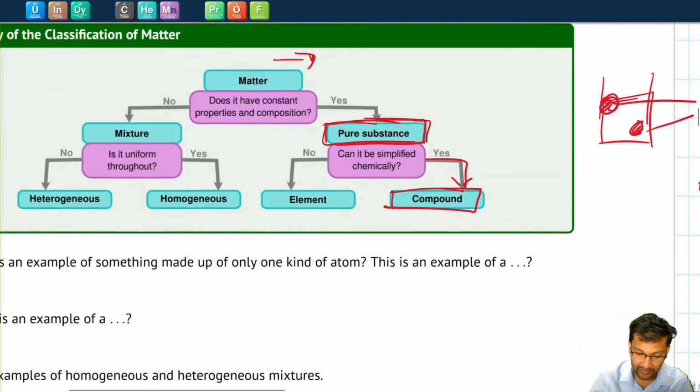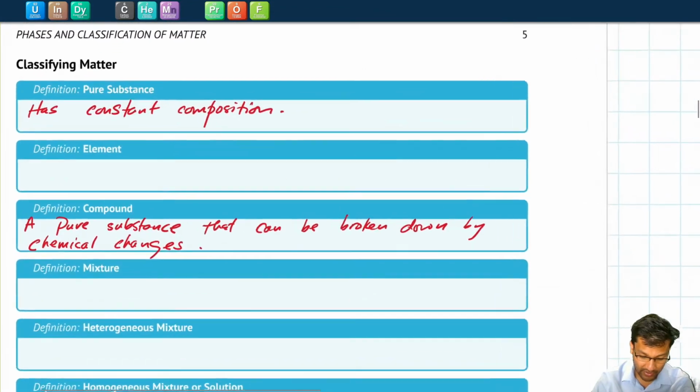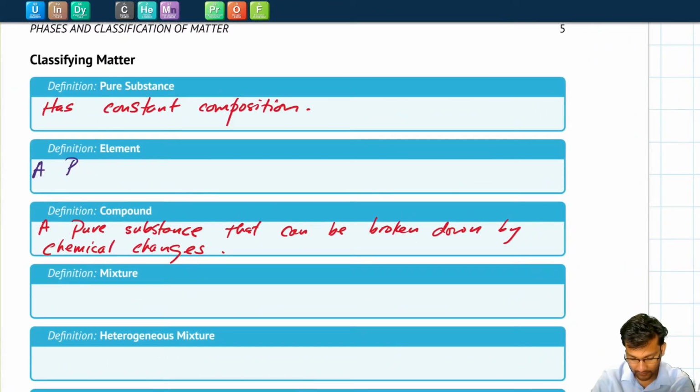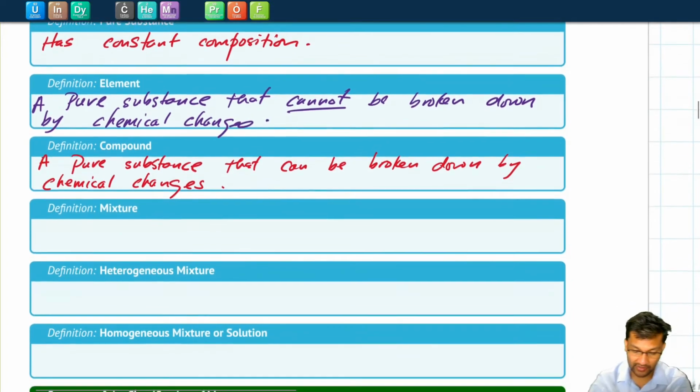On the other hand, if your pure substance cannot be broken down by chemical changes into any simpler compound, into any simpler materials, we're going to call that an element. So an element is any pure substance that cannot be broken down by chemical changes. And we're going to look at what chemical changes mean in the next video.